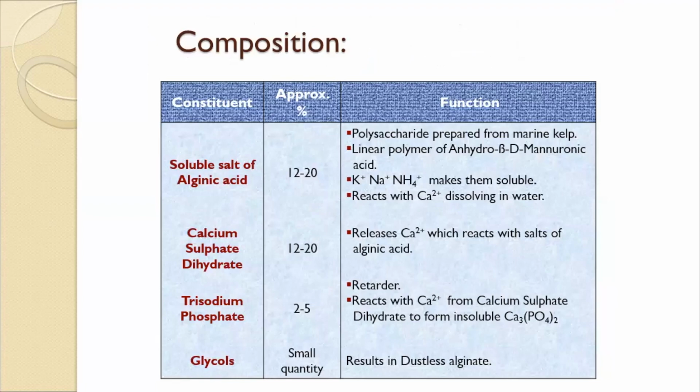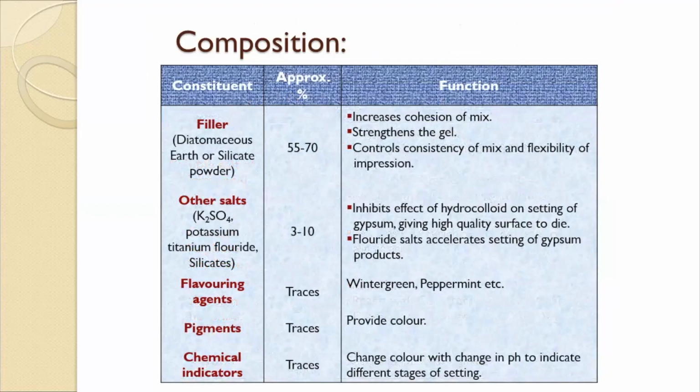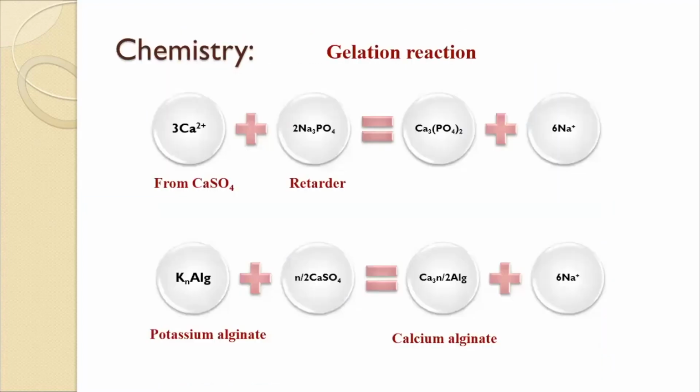So the basic constituents of alginate would be soluble salt of alginic acid, calcium sulfate dihydrate, trisodium phosphate, and glycols. Your filler particles, diatomaceous earth or silicate powder, other salts like potassium sulfate, potassium titanium fluoride, silicates, flavoring agents, pigments to provide the color, chemical indicators, like for the chromatic ones, there would be change in color. So for that, chemical indicators could be added.